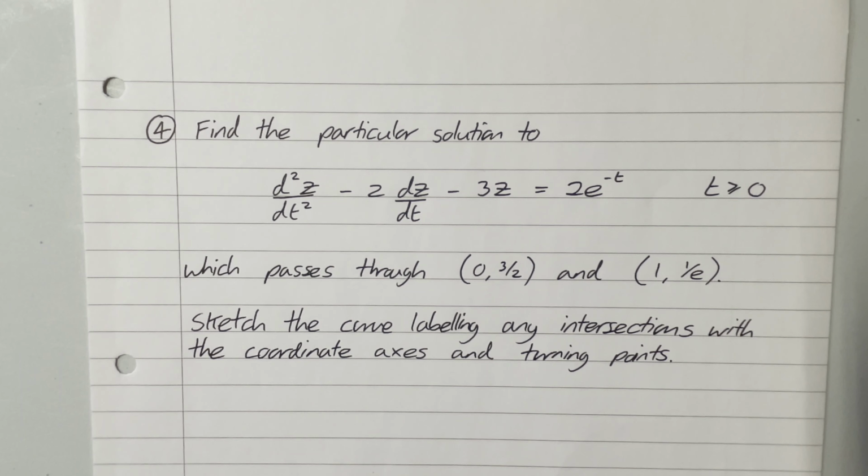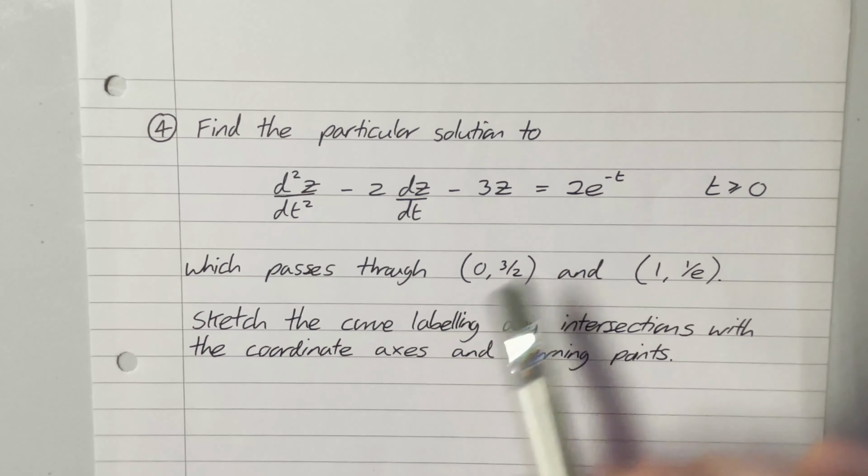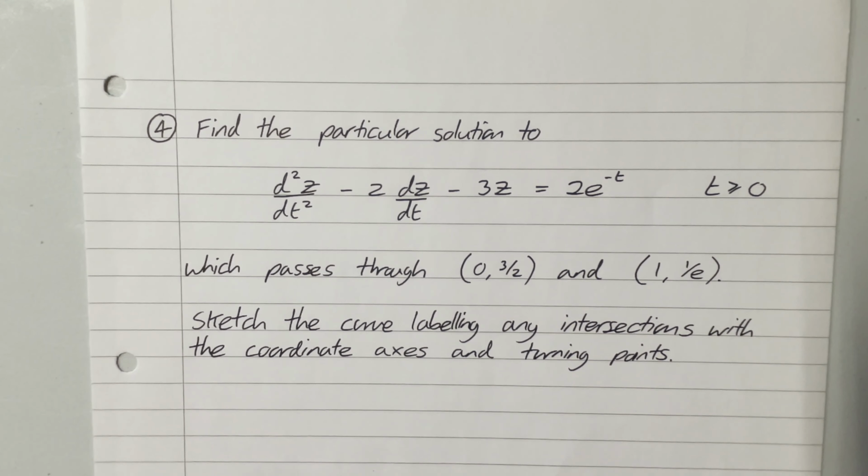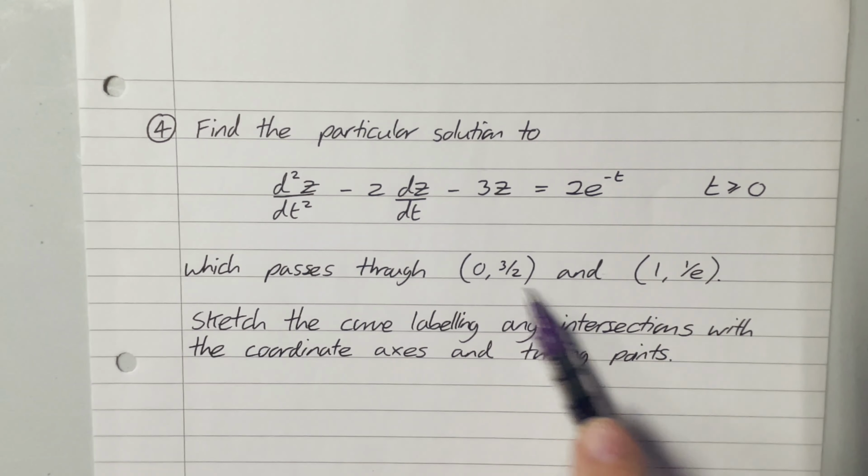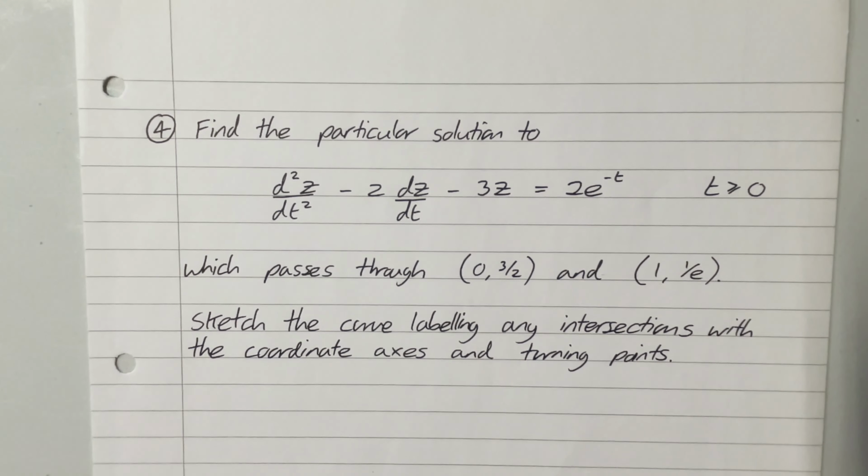So this time we've got z as a function of t. Okay, again, this is another non-homogeneous case because there is a term which contains only t's, and it's another boundary value problem because we've got 2 points that this curve goes through.